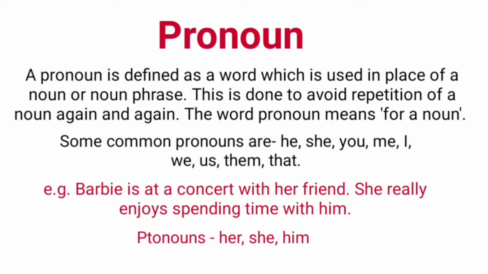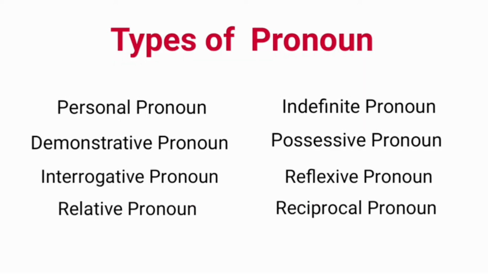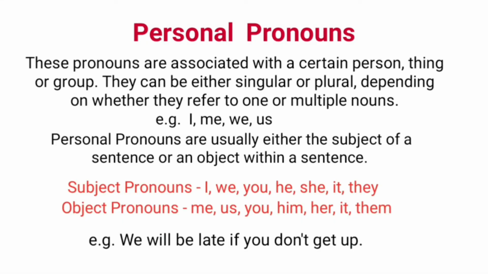Look at this example. Barbie is at a concert with her friend. She really enjoys spending time with him. In this sentence, pronouns are her, she, and him. Different types of pronouns are personal pronoun, demonstrative pronoun, interrogative pronoun, relative pronoun, indefinite pronoun, possessive pronoun, reflexive pronoun, and reciprocal pronoun.